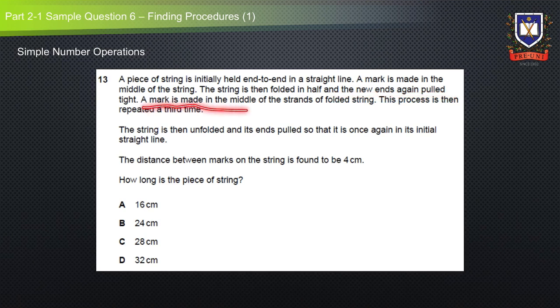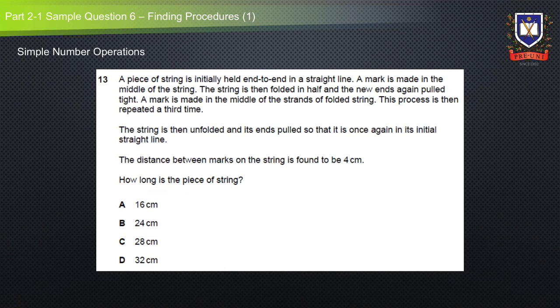A mark is made in the middle of the strands of the folded string, and this process is then repeated a 3rd time. The string is then unfolded and its end pulled so that it is once again in its initial straight line. The distance between marks on the string is found to be 4 centimeters. How long is the piece of string?